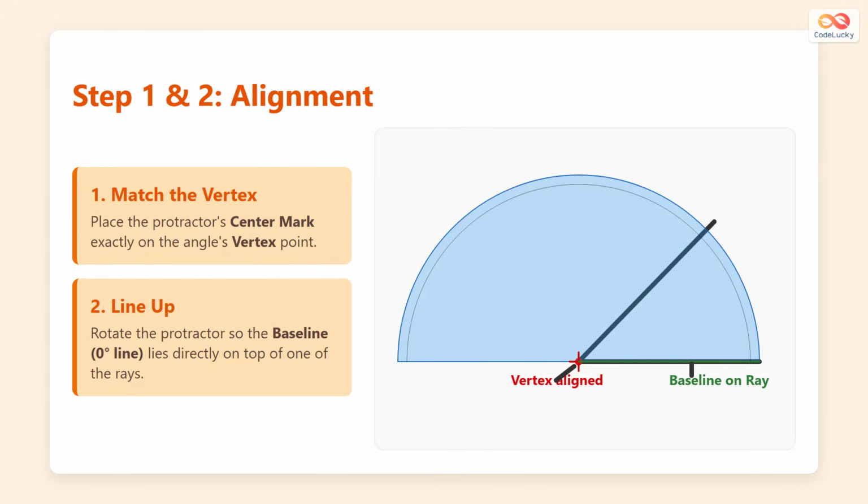To measure an angle, follow these steps. First, place the center mark of the protractor exactly on the vertex of the angle. Second, rotate the protractor so that the baseline lies perfectly flat on top of one of the rays of the angle.